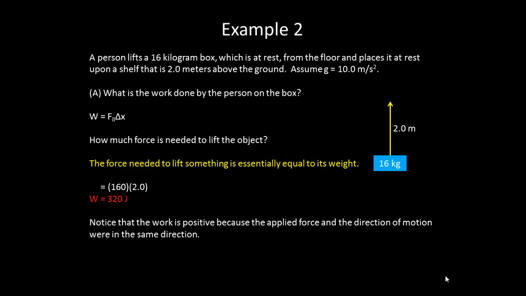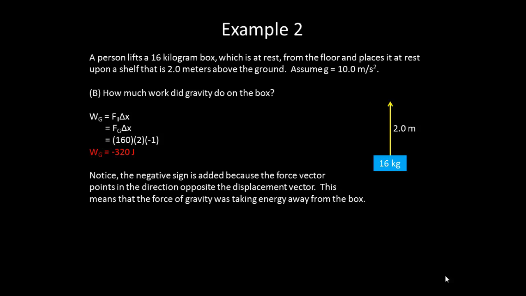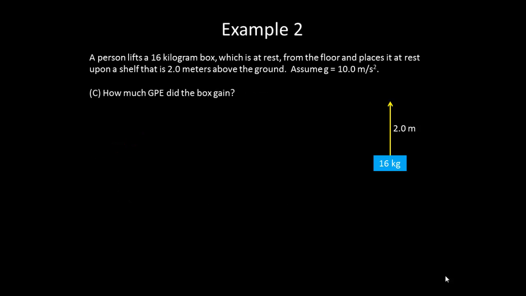Now notice that this is positive because the applied force and the direction of motion were in the same direction. Now, how much work did gravity do on the box? Well, the force of gravity times the displacement times -1 is negative 320 joules. Again, notice the negative sign is added because the force vector points in the direction opposite the displacement vector. This means that the force of gravity was taking energy away from the box.